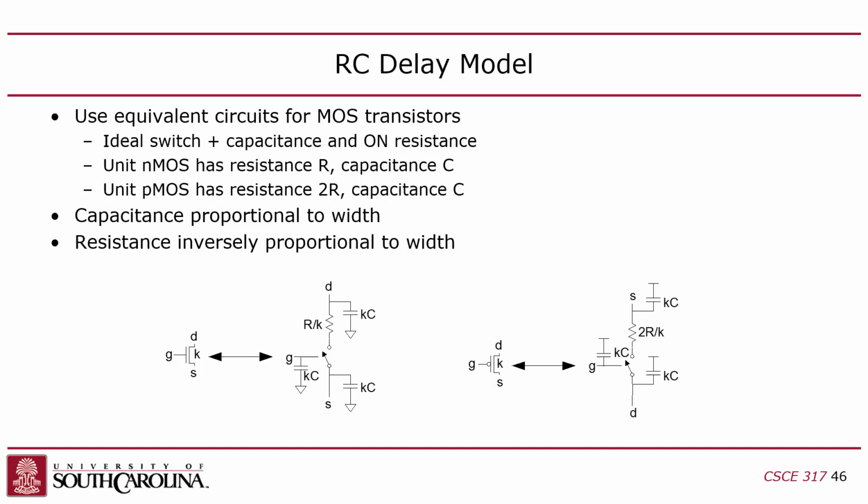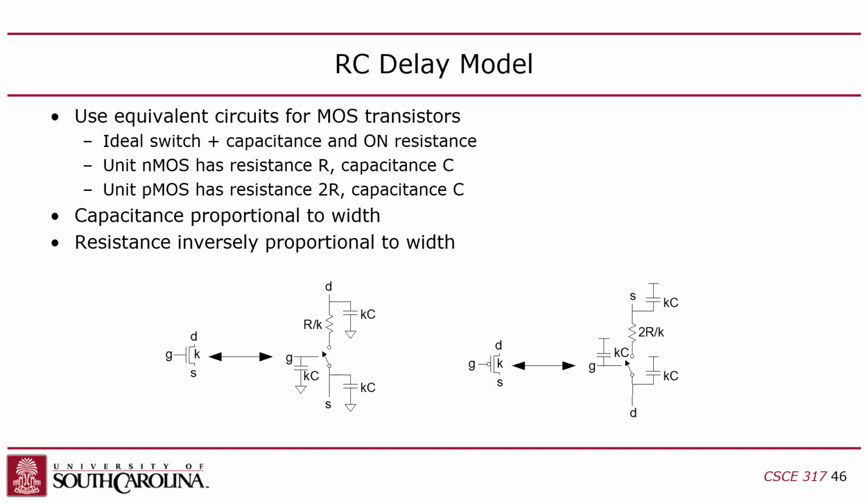Now, the transistor acts like a resistor in linear mode. In saturation mode, it doesn't. And that's why this is not a really super accurate model. But you could think of the transistor as having essentially an on resistance, is the idea. Does it make sense?